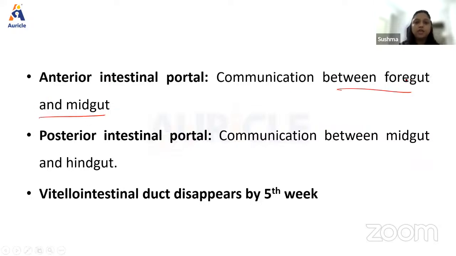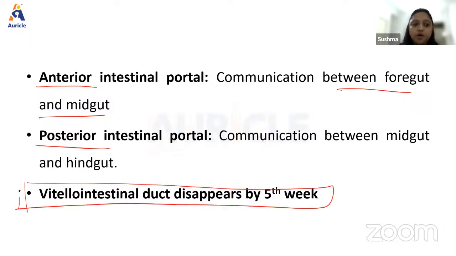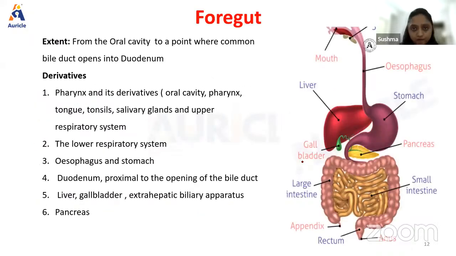Next, in the anterior intestinal portal, there is a communication between the foregut and the midgut. There has to be communication established, right? Otherwise, stomach and duodenum and ileum and colon, how are they going to communicate with each other? So this communication between the foregut and the midgut is by anterior intestinal portal. Midgut and the hindgut is by the posterior intestinal portal, and the vitellointestinal duct disappears by the end of 5th week. Vitellointestinal duct was communicating with what? It was communicating with midgut, but it disappears by the end of 5th week.